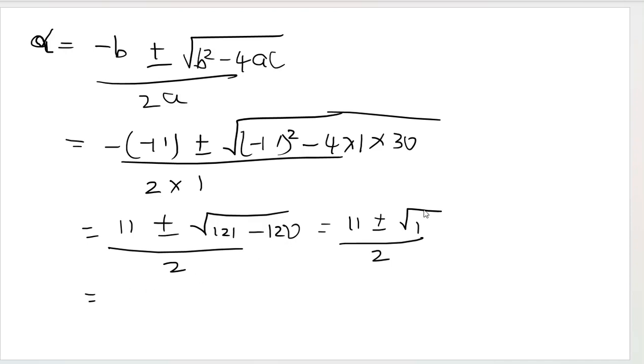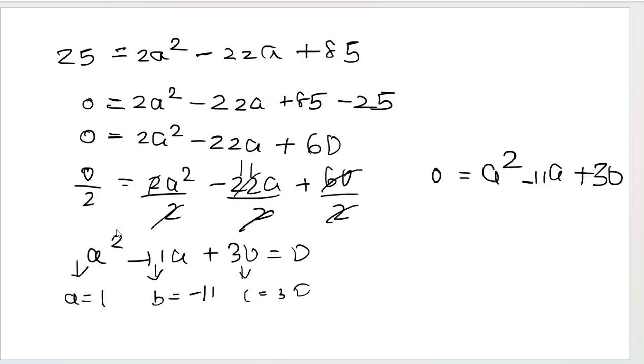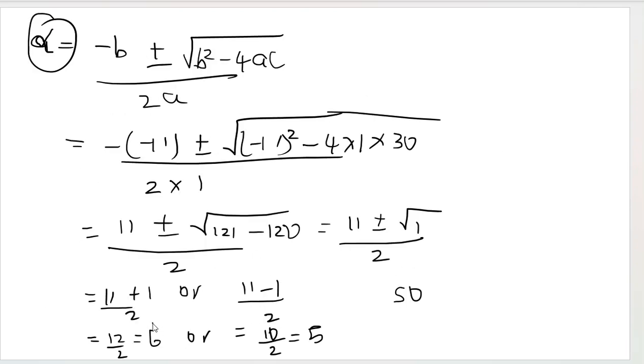So you get the answer as 11 plus 1 upon 2, or 11 minus 1 upon 2. So you get 12 upon 2, which is 6, or 10 upon 2, which is 5. This alpha which we have got is basically nothing but the a which we want. So alpha is either 6 or 5. Therefore a is 6 or a is 5. This solves the problem.